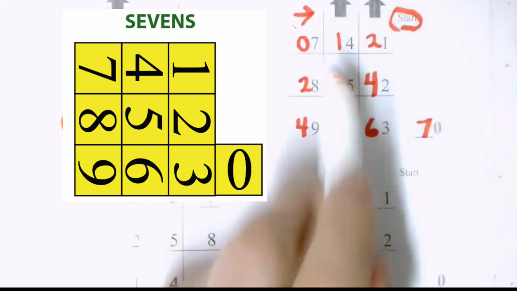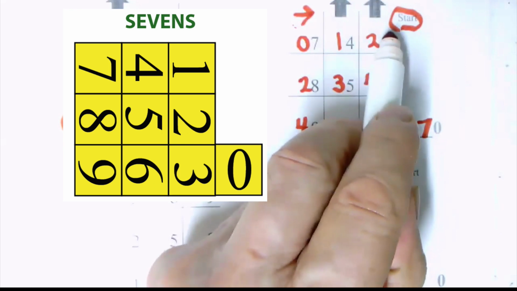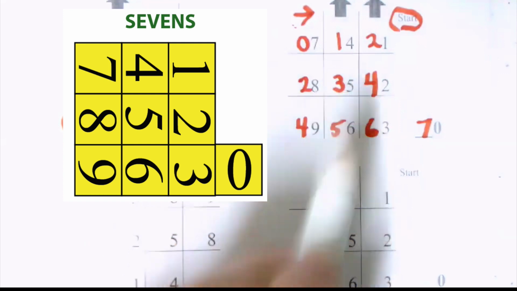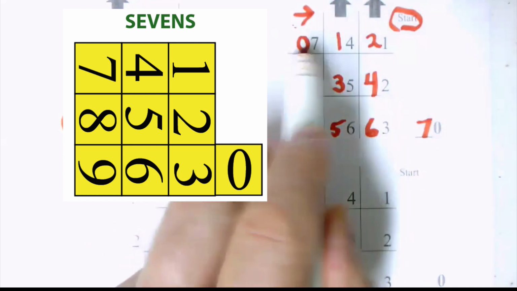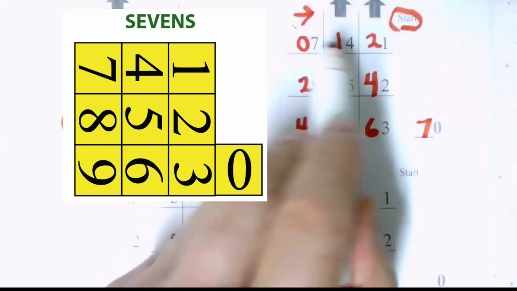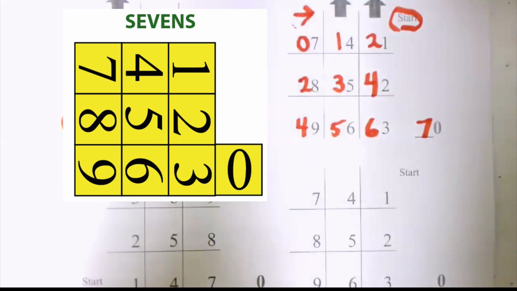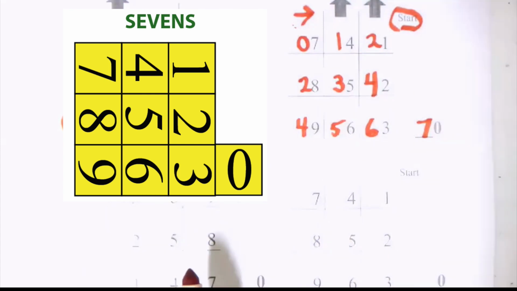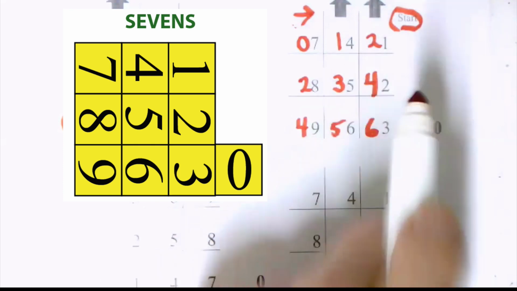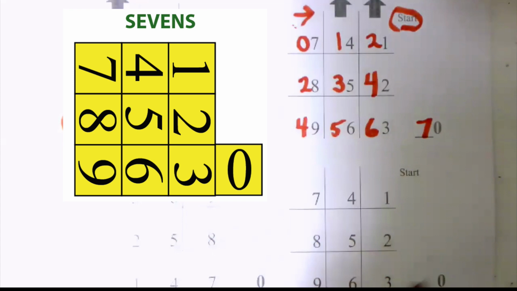Real simple pattern, 2 simple patterns. The ones digits are top right going down, 1, 2, 3, 4, 5, 6, 7, 8, 9. And the tens digits are same, up, up, same, up, up. 0, 1, 2, 2, 3, 4, 4, 5, 6, 7. And you can hear that. And we've just created the sevens times table. 7, 14, 21, 28, 35, 42, 49, 56, 63, and 70.